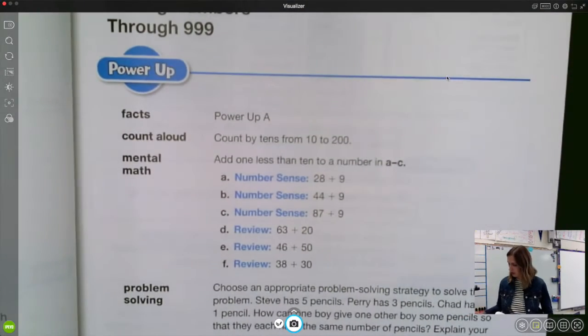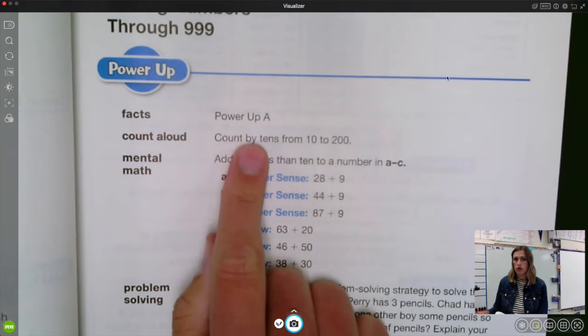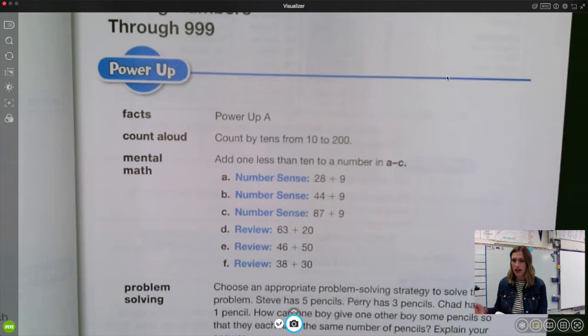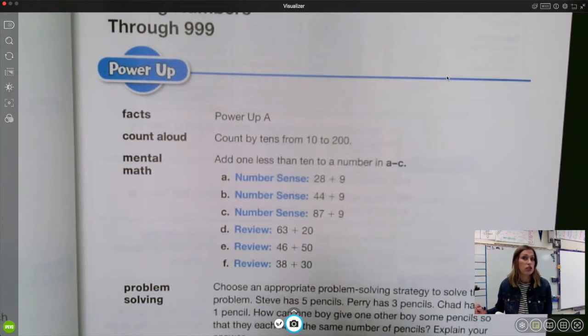Thanks, Miss Bryant, for taking care of correcting those math facts for us. Today we're on lesson 7, so your power-up starts on page 39. 39 in your book. So you're going to do A, count by tens, then go ahead and get going on your mental math and problem of the day. Go ahead, pause this video. When you're done, press play again so we can correct it together.